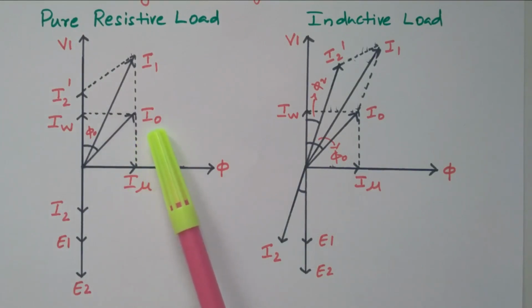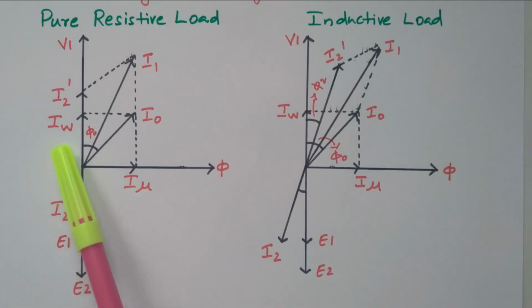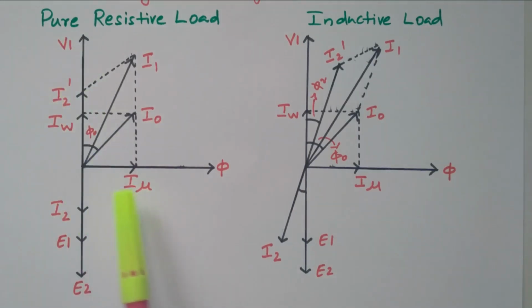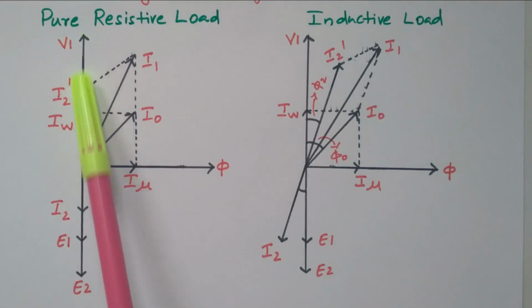This no load current I0 has two components, the magnetizing component and the working component. The magnetizing component is responsible for producing the magnetic flux in the primary winding, even in the no load condition. IW is the working component, that is nothing but iron loss. This iron loss is in phase with the voltage. The magnetizing current is 90 degrees out of phase. Due to this I mu, flux is produced. So we take V1 as a reference.